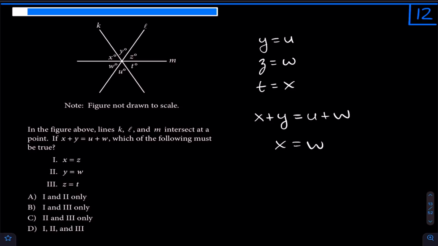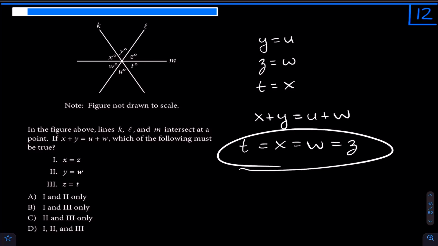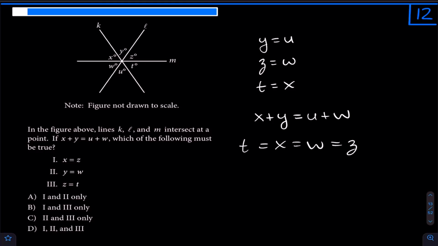So if we know that x is equal to w, well, we also know that w is equal to z. And we know that x is equal to t. So now we know that all four of these guys are equal. So where do we go from this? Well, let's start looking at our statements. x is equal to z. Do we have that? Well, yeah, we do right here. So that's going to work.